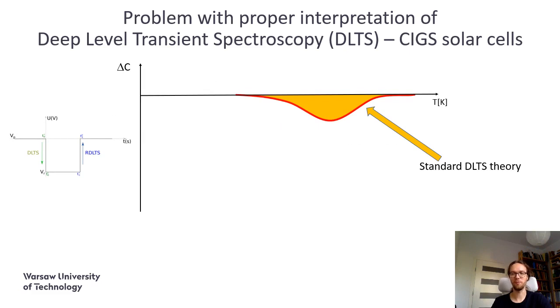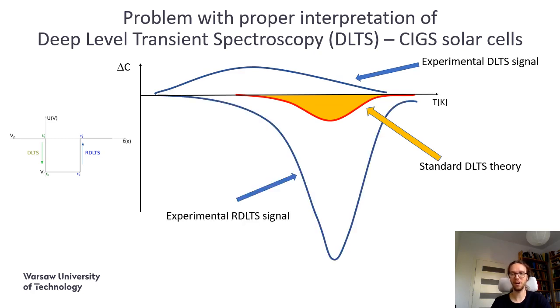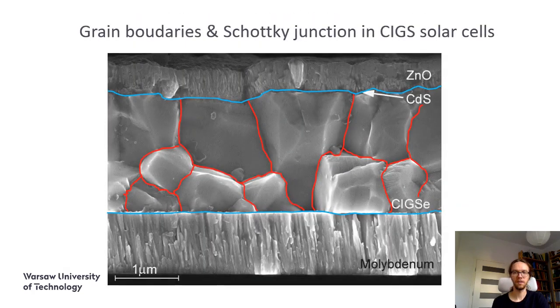Just to show you some of the problems that we had in experiment: in standard DLTS theory, we should see a curve similar to that on this plot. But in experiment, the sign of the signal is twisted. And moreover, when we get rid of the voltage, we can also see a much bigger signal, which we shouldn't see at all. So the idea is that we shouldn't look at the point defects in the structure, but at spatial defects, I mean the grain boundaries, or maybe some barriers between the back contact and the absorber.